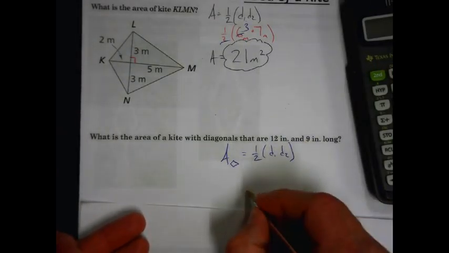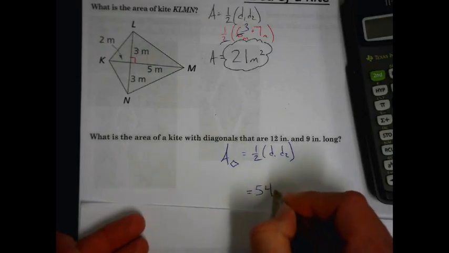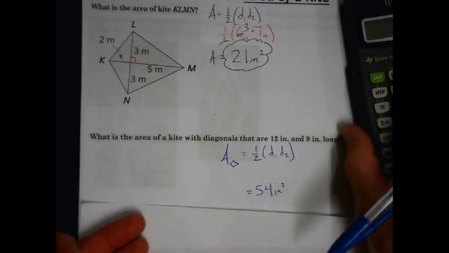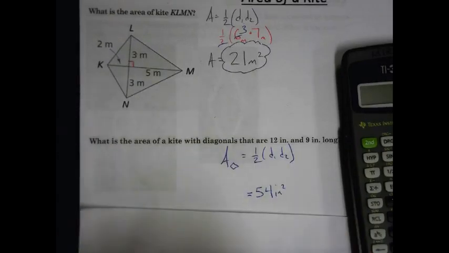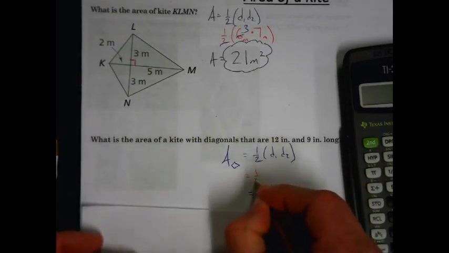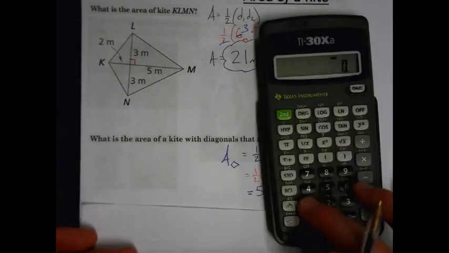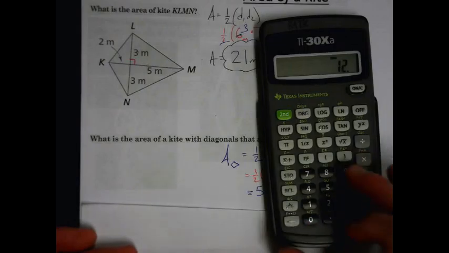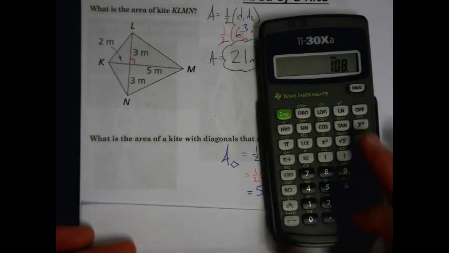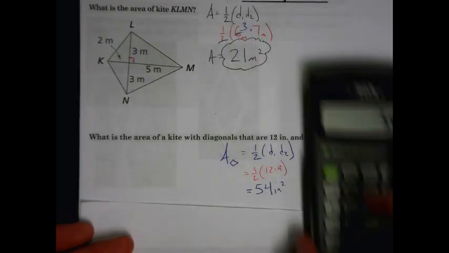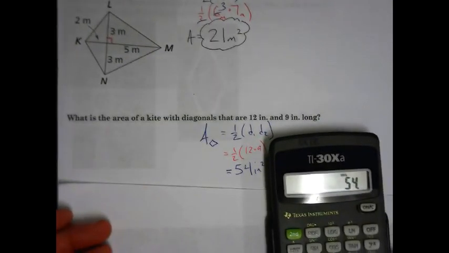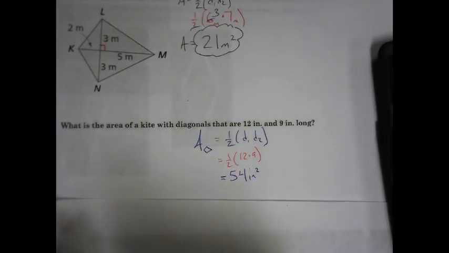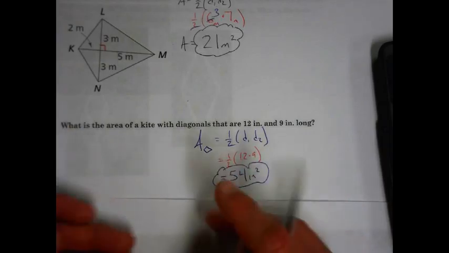6 times 9 is 54. 54 square inches is our result. Or again, we could plug it in, right? So 1/2 of 12 times 9. And you can do the same thing. Do 12 times 9 equals, and then divide by 2 equals 54. No matter what you do, it's 54. Okay, so 54 square inches would be the area of our diagonal.